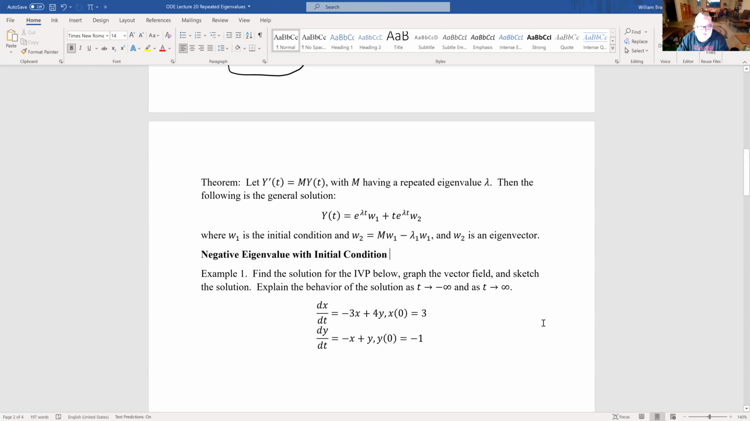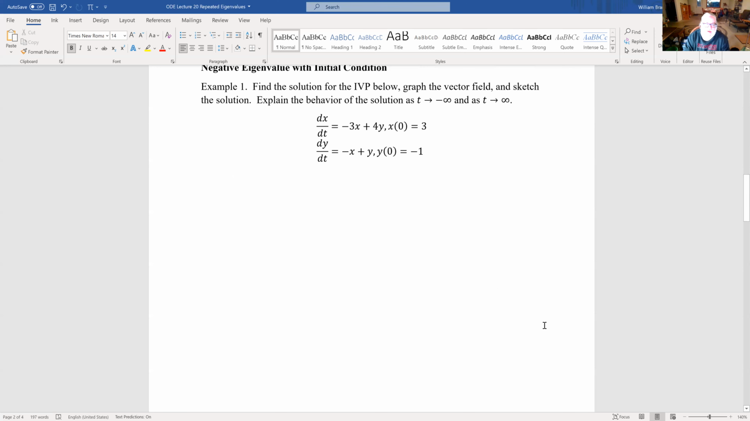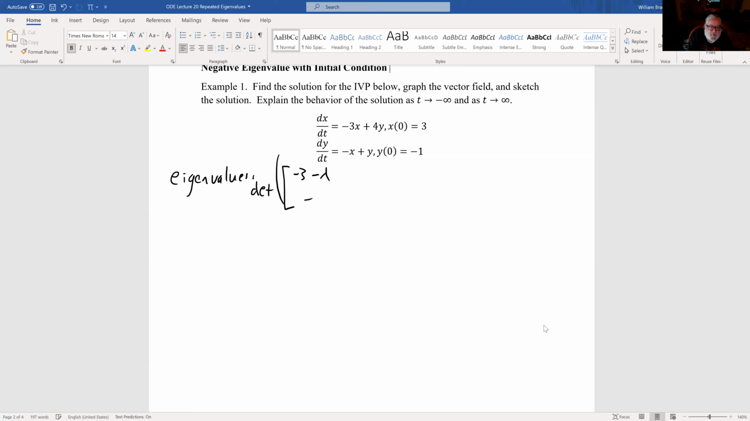So what's the solution for this initial value problem? Well, first off, we need to find the eigenvalues. We take the determinant of -3 minus lambda, -1, down here we'll have 1 minus lambda and 4, equal to 0, and then solve for lambda. Multiplying all this out, you get what? -3 minus lambda times 1 minus lambda plus 4 equals 0.